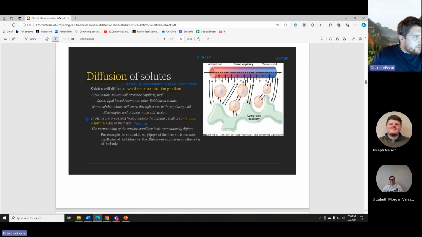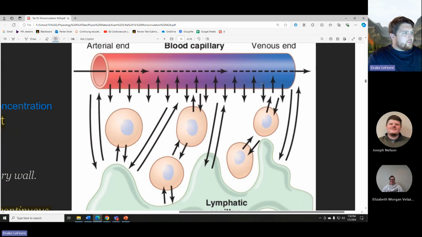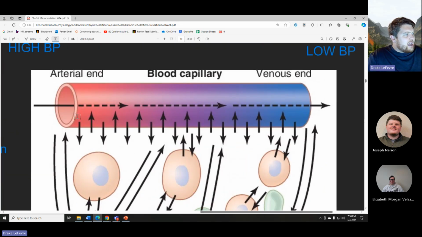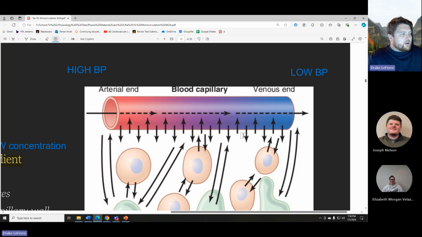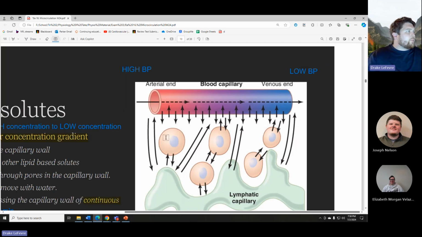The permeability of various capillary beds tremendously differs. For example, just like we talked about the sinusoidal versus the fenestrated versus the continuous. We already went over all of that. Depending on how much space there is in between determines how mobile everything is and how much stuff can diffuse and what kind of stuff can diffuse. So you see up in this picture, you kind of have out, in, out, in, out, in, all this movement. So we'll start to look at this in a second.